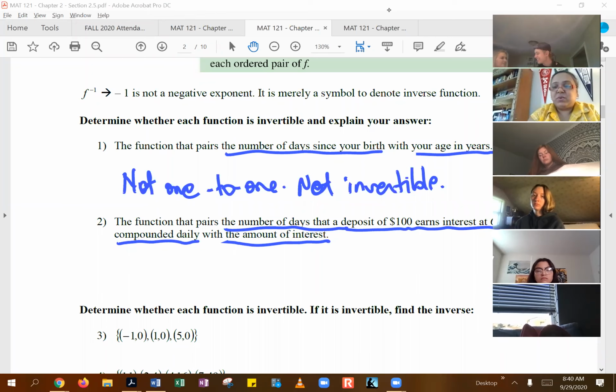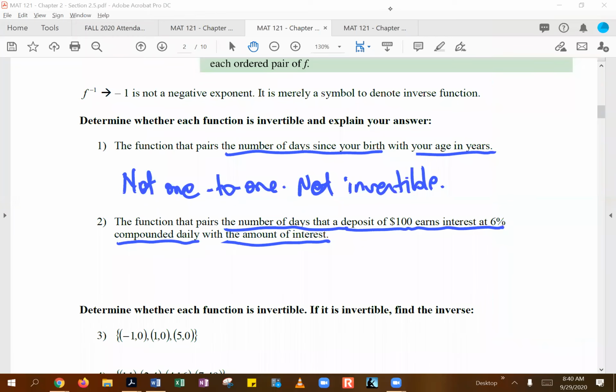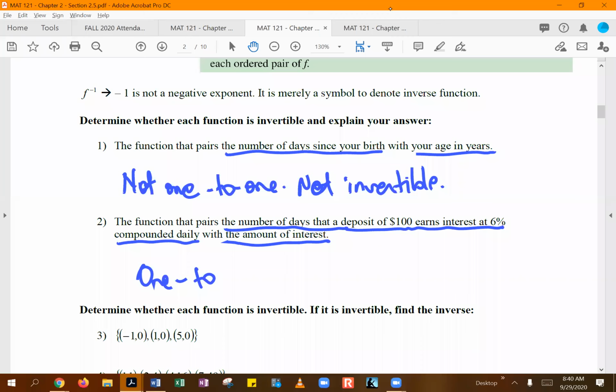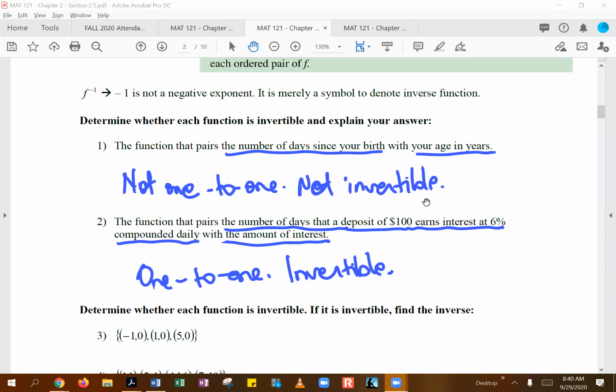So in this case, you will have that unique relationship between your X and Y variable. So we will say this is a one-to-one function, which means we are able to find its inverse. So we can say, yes, our function is invertible. So you have to look for these relationships.